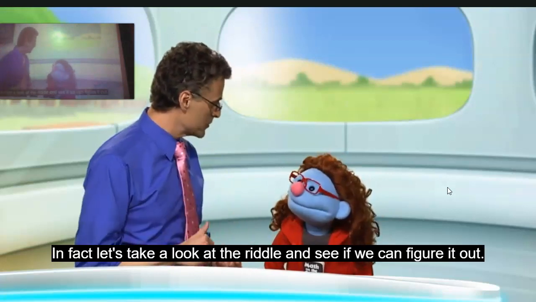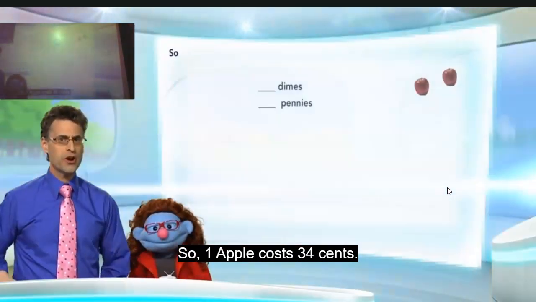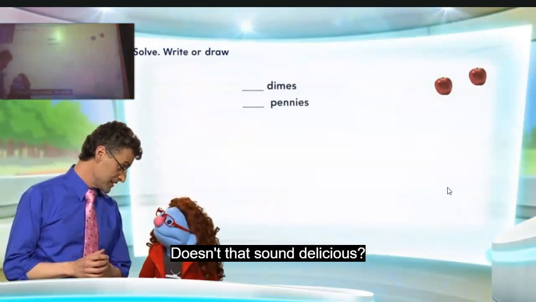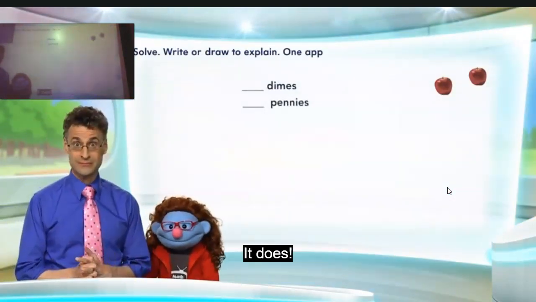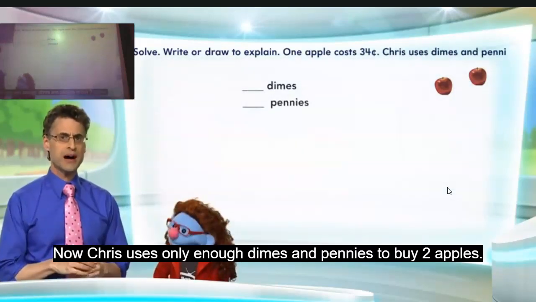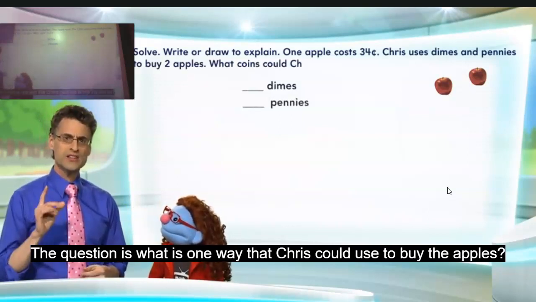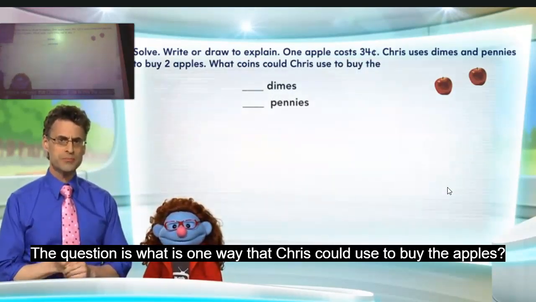In fact, let's take a look at the riddle and see if we can figure it out. Alrighty. Okay, here we go. So, 1 apple costs 34 cents. Doesn't that sound delicious? It does. Now, Chris uses only enough dimes and pennies to buy 2 apples. The question is, what is one way that Chris could use to buy the apples?